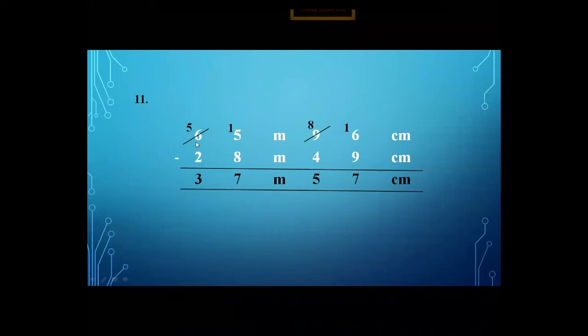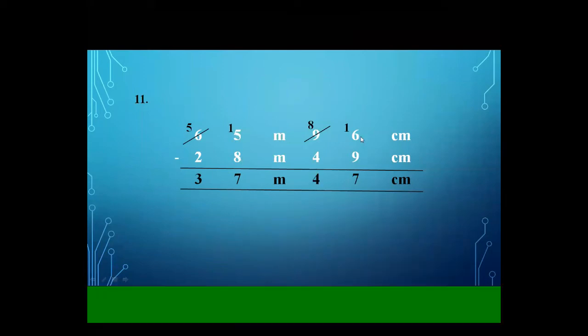Now coming to here, you see that 5 is smaller than 8, you again take borrow from here. When 6 gives 1 borrow to 5, then 15 minus 8, 7. But 6 is smaller than 9, so what you do here, you take 1 borrow from here. When 9 gives 1 borrow to 6, it will become 16. 16 minus 9, 7. 8 minus 4, 4. Okay, 47 centimeter.